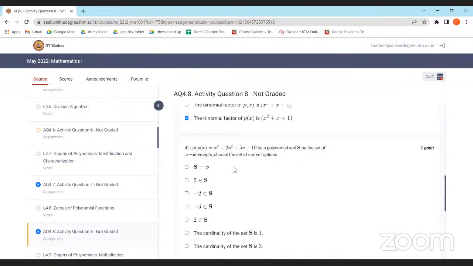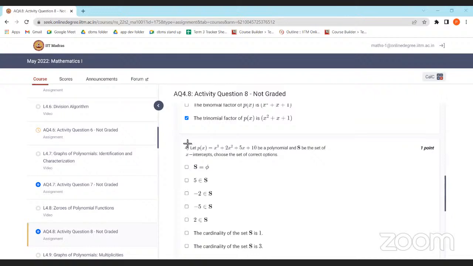Sir, there's a pattern: minus 2 is a root here, so that x equals minus 2. So we have to factorize with x plus 2. Only minus 2 is the root here? No, sir, there is another root.